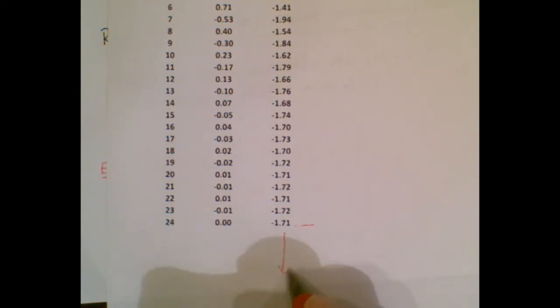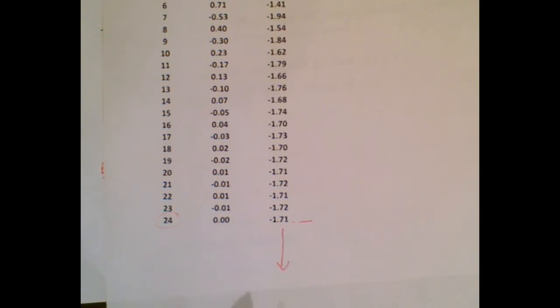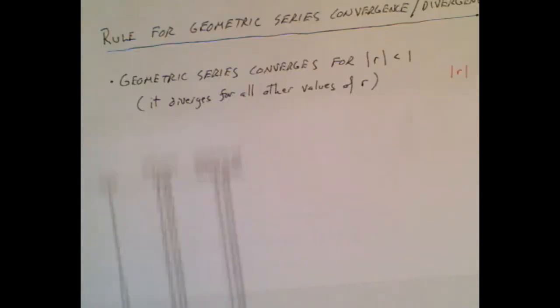Look what happens by the time we get out to the 20-some terms. We're already starting to hover around -1.72, -1.71. We could go more decimals if we wanted, and we can go further down the line because, heck, we're not even close to infinity yet. But for our purposes, it seems like we're closing in on a number because the sequence of partial sums is closing in on a number.